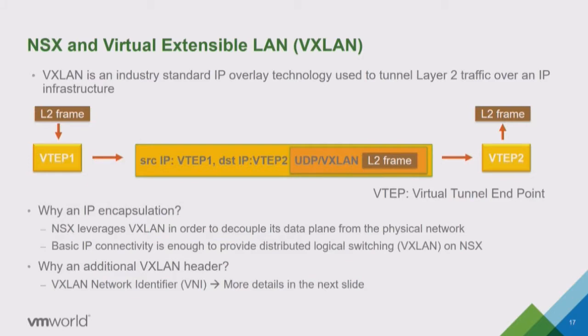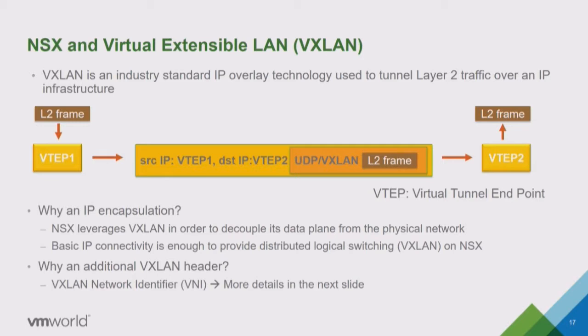What did we do about this? How can we decouple the physical underlying transport network from the service that we want to provide, the logical switching service? So we still want to provide layer 2 switching, but we don't have to reconfigure the physical network every time, okay? So the industry agreed on this standard, virtual extensible local area network. Instead of VLAN, we added VXLAN. So virtual local area network, virtual extensible local area network.